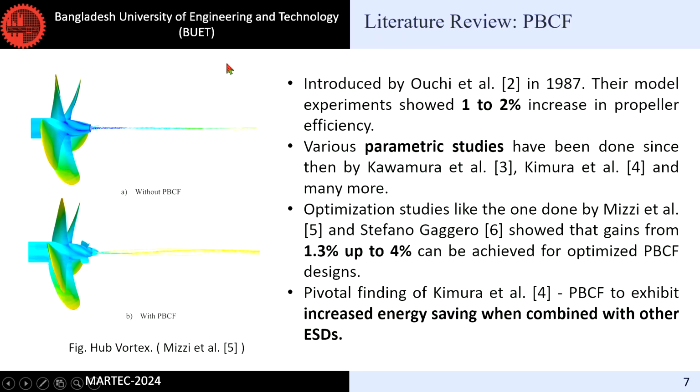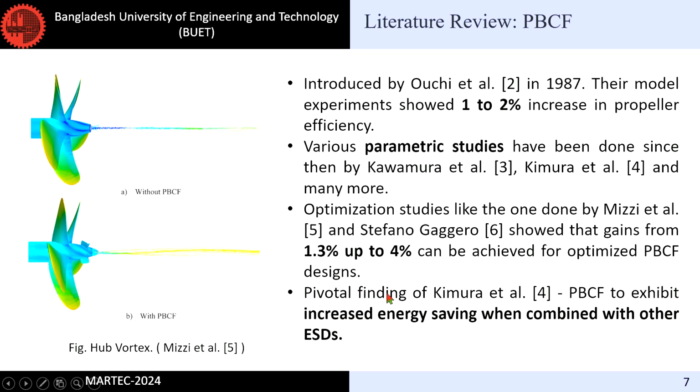One of these energy-saving devices is the propeller boss cap fin. It was introduced by Ouchi et al. in 1987. Their model experiments showed 1 to 2% increase in propeller efficiency. Then various parametric studies have been done on them, and optimization studies like Mizzi et al. and Stefano Bergaro showed that gains from 1.3% up to 4% can be achieved for optimized PBCF.